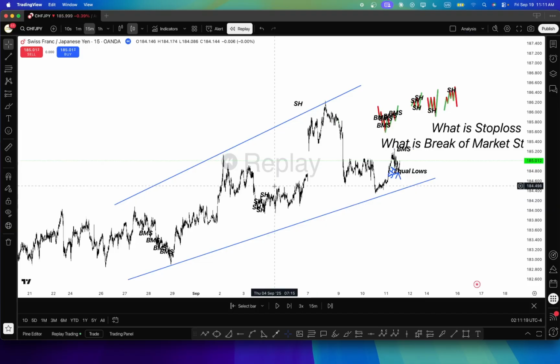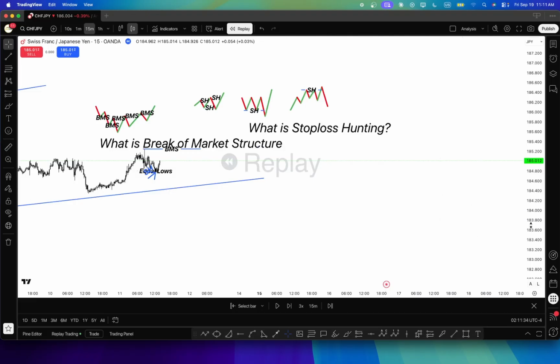avoid the ranging markets, because in ranging markets, the trend is not clear. So we are not sure about which order block to trade. Should we trade the bullish order block or the bearish order block? But once we confirm the break of market structures, we know that we are in trending market.